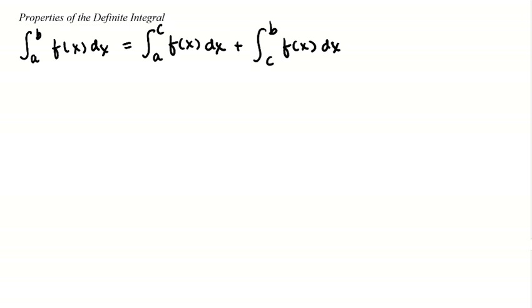There is going to be a constant multiple. If we integrate some number k times f of x, and we know the integral of f of x, the area under f, well, it's just going to be k times as much area.